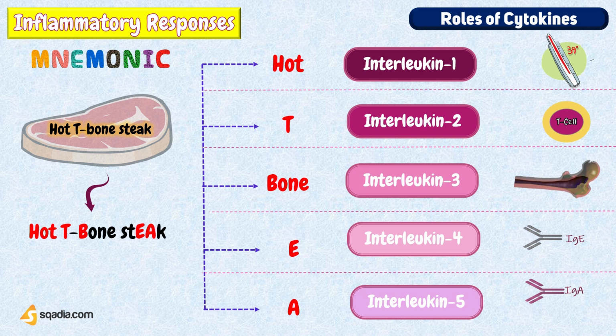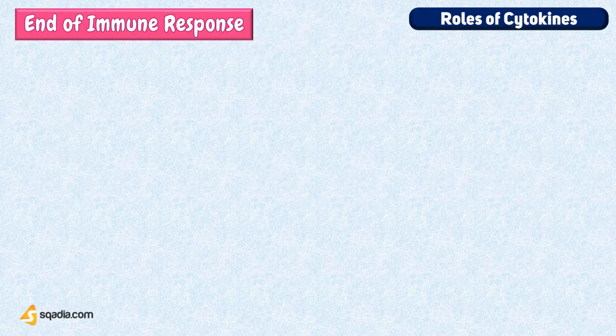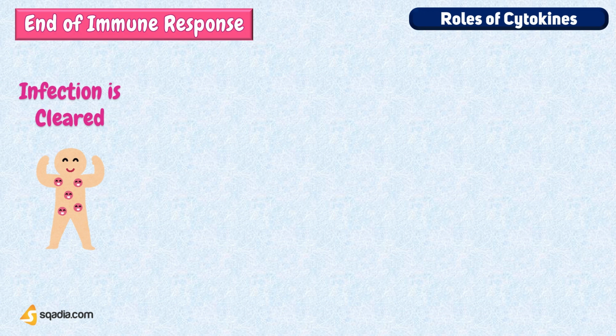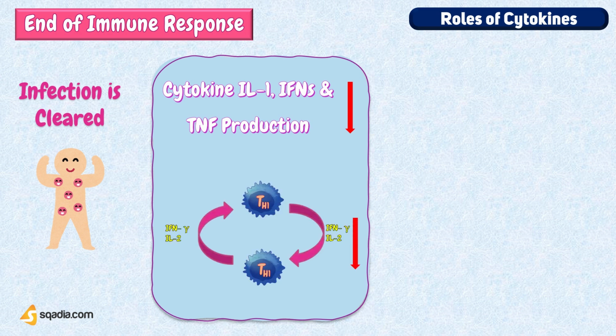Lastly, we will talk about the role of cytokines at the end of the immune response. Once a pathogen is cleared, the amount of danger signal received by the innate immune system falls, and levels of cytokines such as IL-1, type 1 IFNs, and TNF tend to fall. In addition, less antigen is available for presentation, and T-cell stimulation will decline, which leads to lower levels of cytokine production and lower levels of cytokine receptor expression.